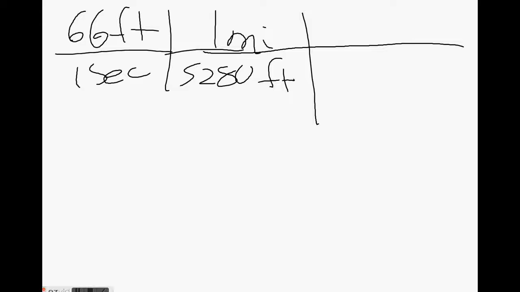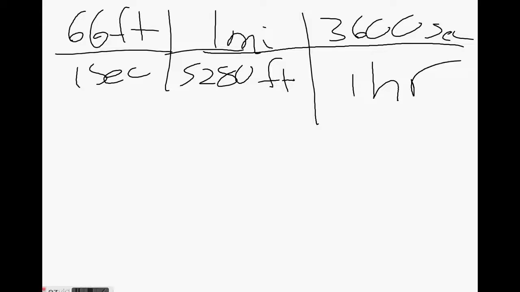How many seconds are in an hour? In an hour there's 60 minutes. There's 60 seconds, right? So 6 times 6 is 36. So it's 3600, I believe, right? Yeah. So that's going to be 3600 seconds in 1 hour.